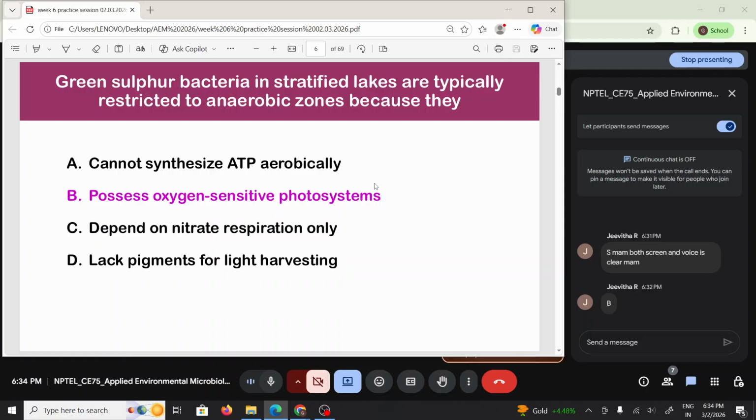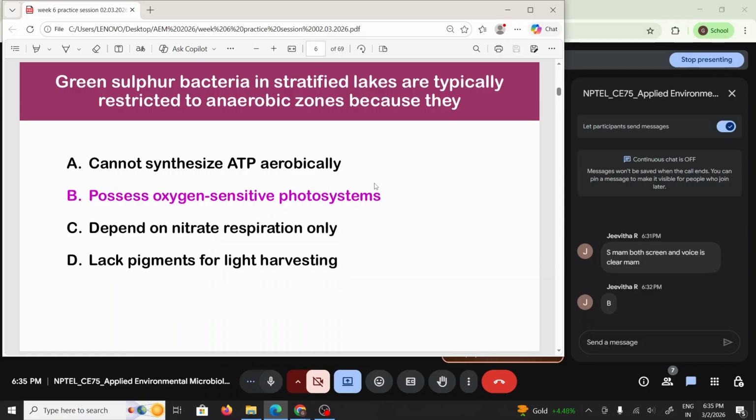Their nitrogen fixing enzymes are also very sensitive to oxygen, which means in the presence of oxygen these enzymes will not work, and if they are not working, then the bacteria cannot perform carbon fixation or nitrogen fixation, or energy generation. All of it is going to be stranded, because all these key enzymes and photosystems are very much oxygen sensitive. So that is the whole reason why these green sulfur bacteria are restricted to anaerobic zones.